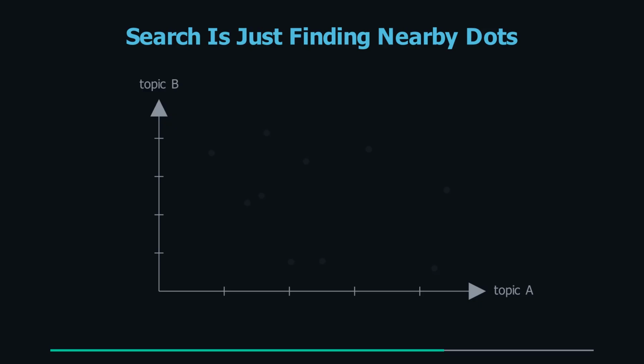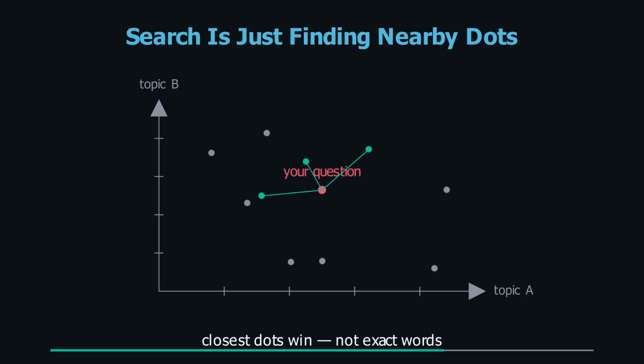Here's the payoff. When you type a question into a search bar, that question also becomes a point. The computer isn't matching your exact words anymore. It's just finding the closest dots on the map.